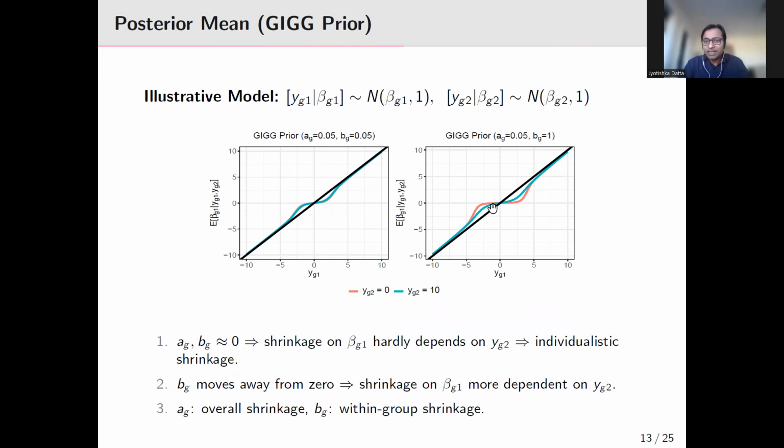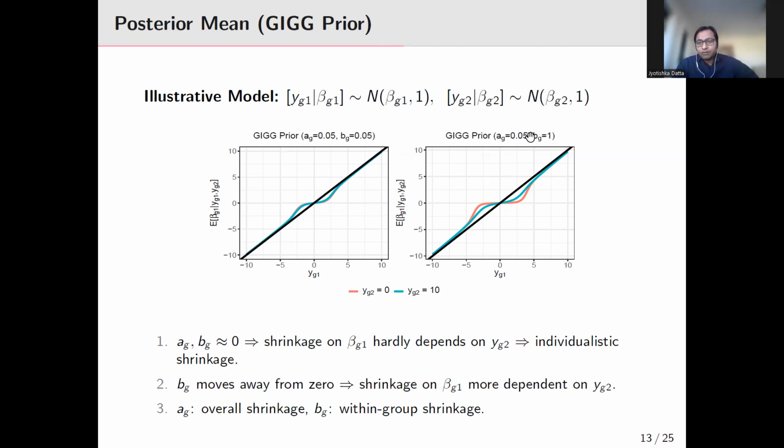The two colored lines here are for two different values of the second observation. The orange line is for 0. The blue line is for observation 10. So what is happening here is, for the first plot, if the two parameters A and B are both small, it does not matter what the second observation is, right? It doesn't matter whether y_g2 is 0 or 10. The shrinkage of beta_g1 would be similar irrespective of the second value.